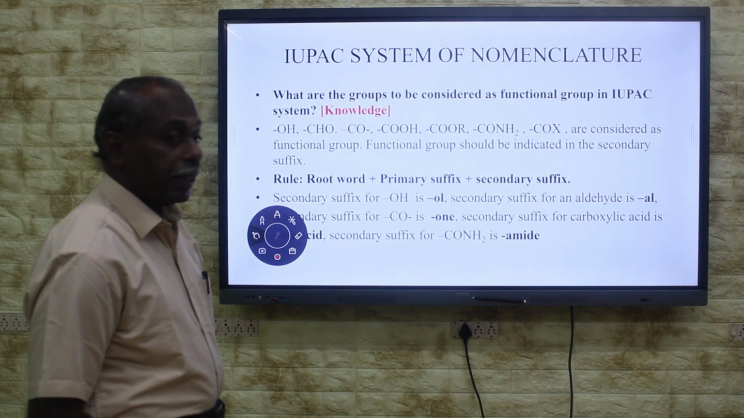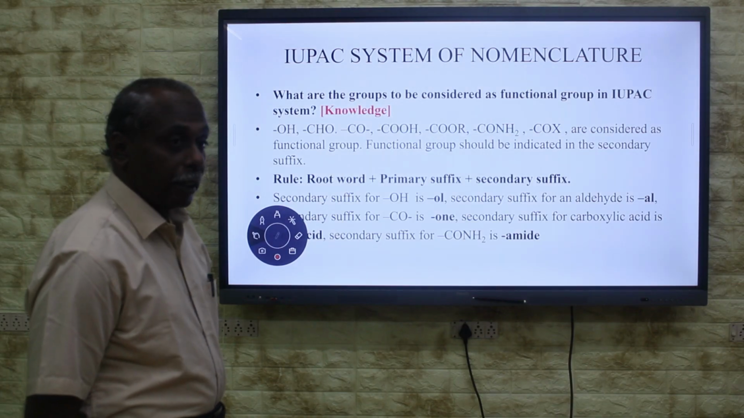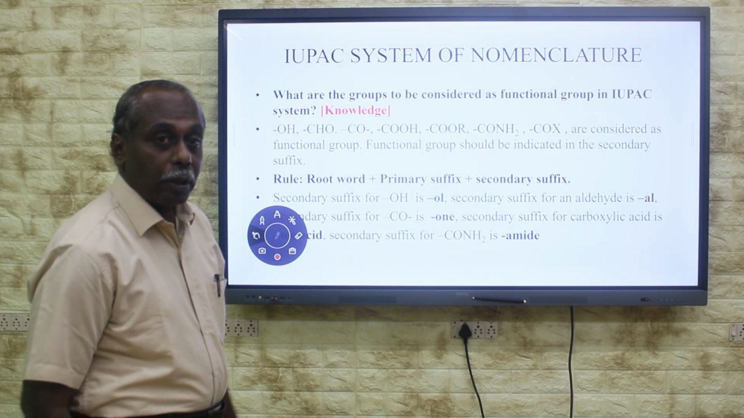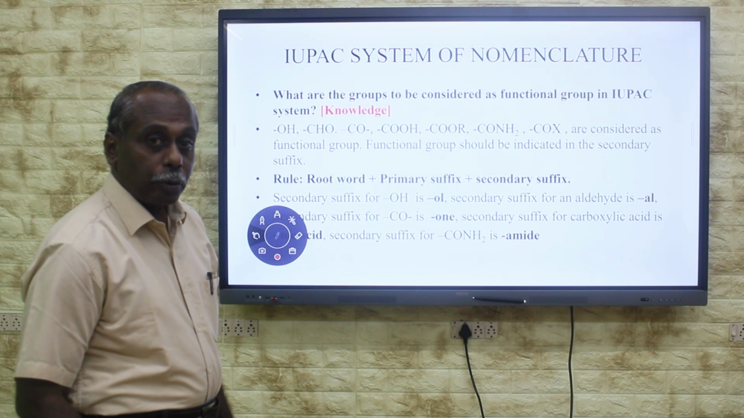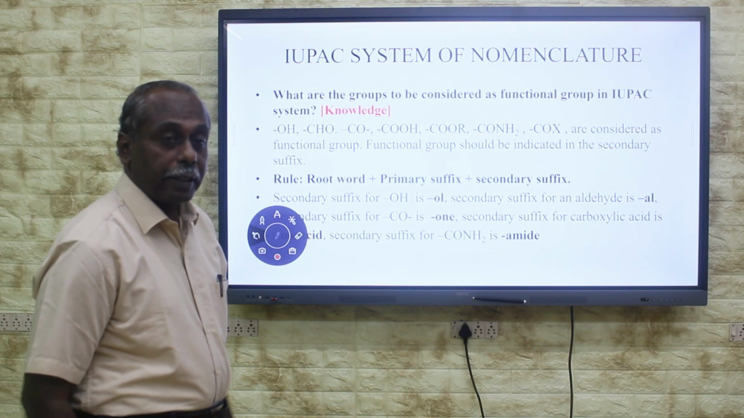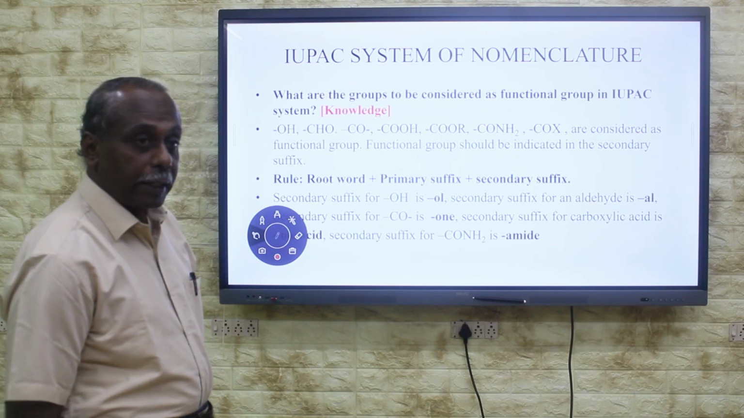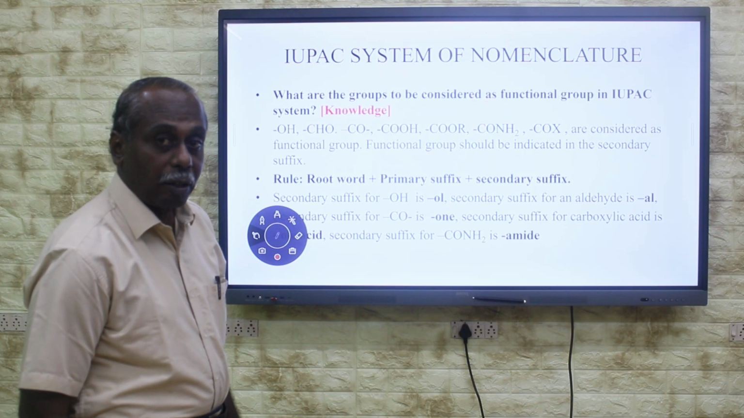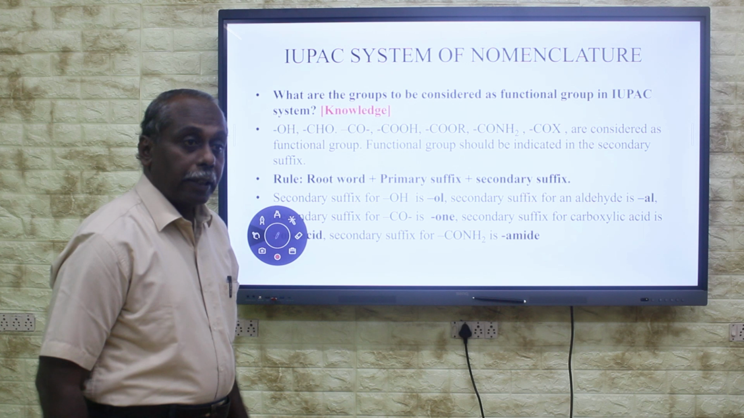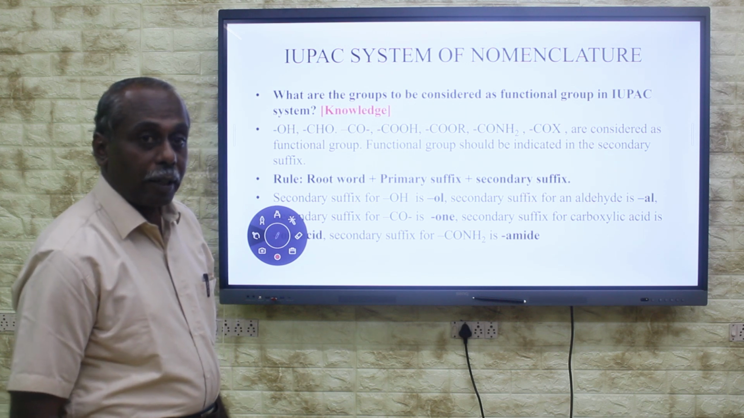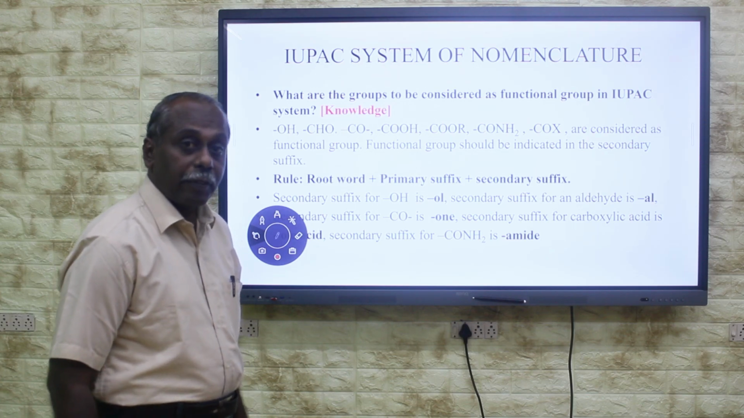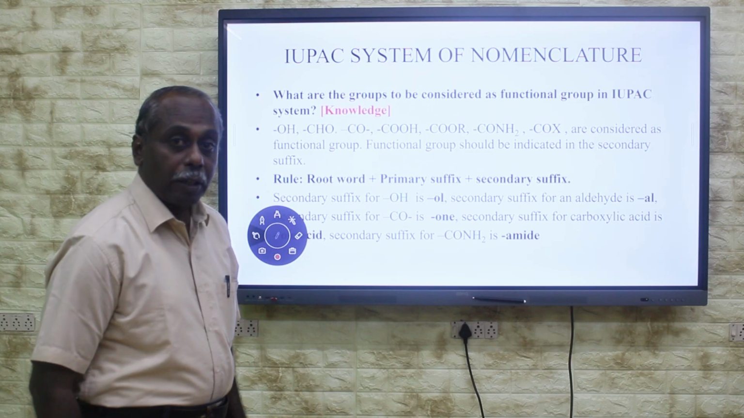A functional group should be indicated with the secondary suffix. The general rule for framing the name of an organic compound having a functional group is: first give the root word, then add the primary suffix, then the secondary suffix. The root word indicates how many carbon atoms are present in the compound. The primary suffix indicates how the carbon atoms are connected, either by single, double or triple bond. Then the secondary suffix indicates what functional group is present in the compound.